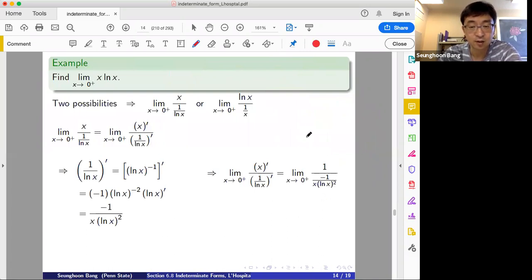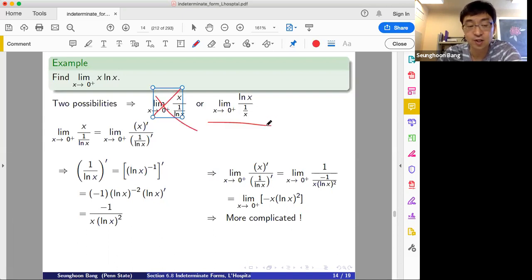The next is, when you think about reciprocal, so like this, what happens? The original problem has only x times ln x. The resulting equation has x times ln of x squared. What does it mean? More complicated. It's not a good choice. You can use the second one, which is better.